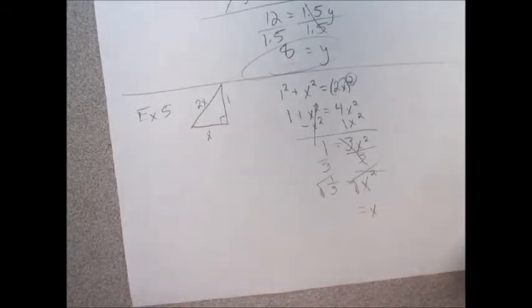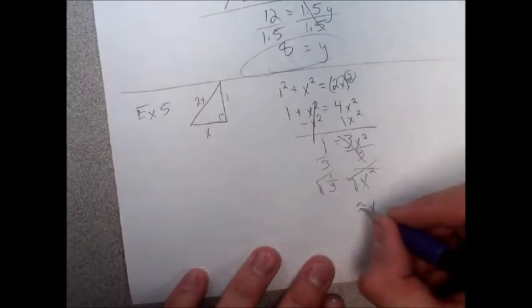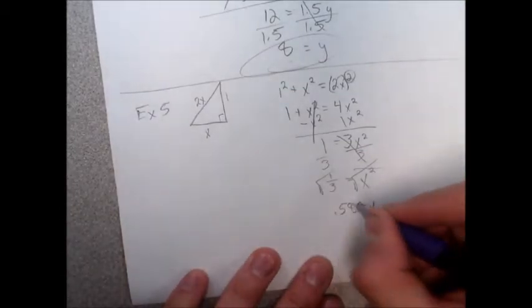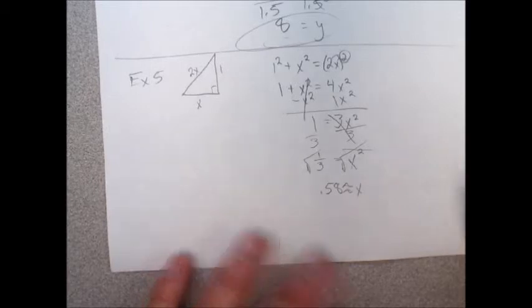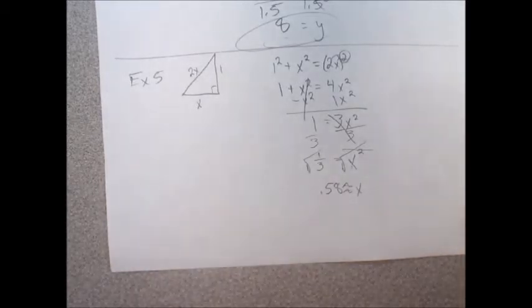0.5773. Let's round it to the nearest hundredth, 0.58. Right? Okay. It's kind of weird how the number got bigger when we square rooted it, huh?